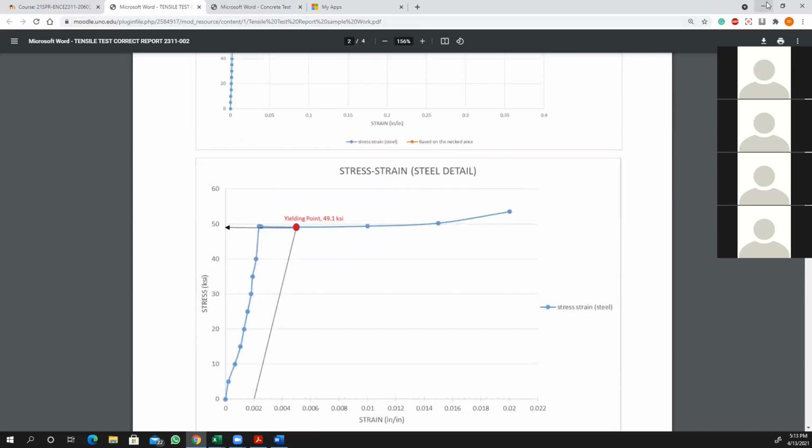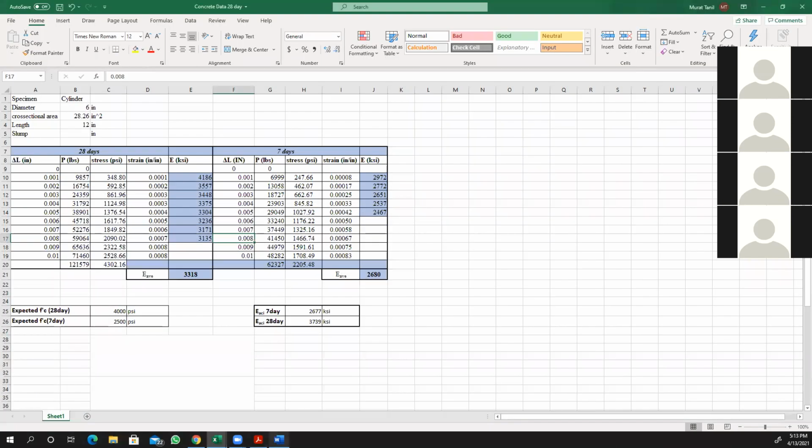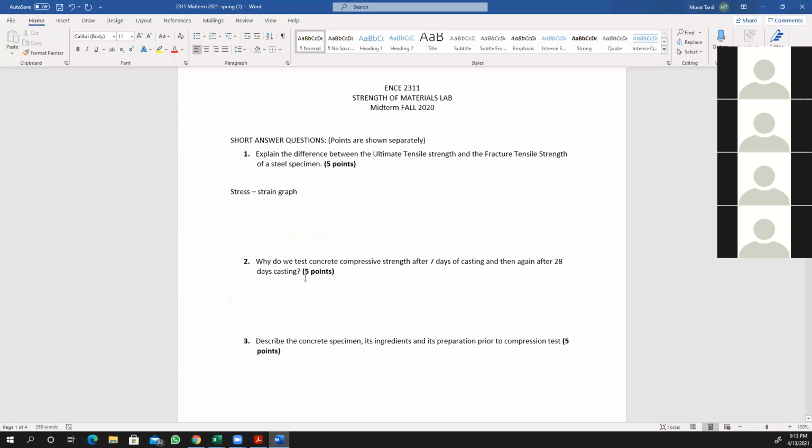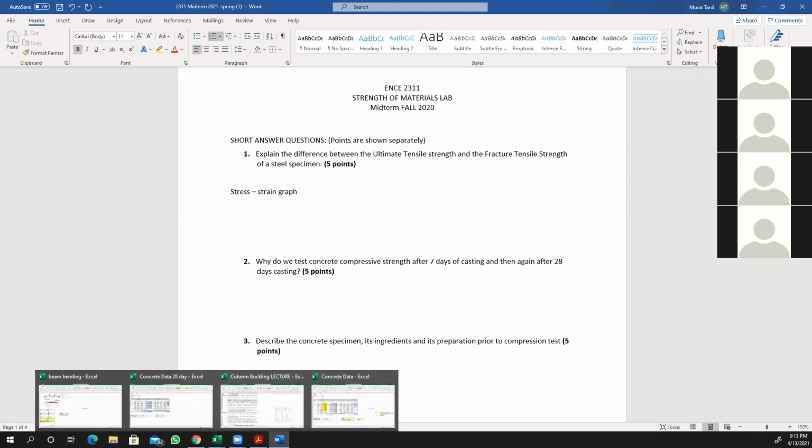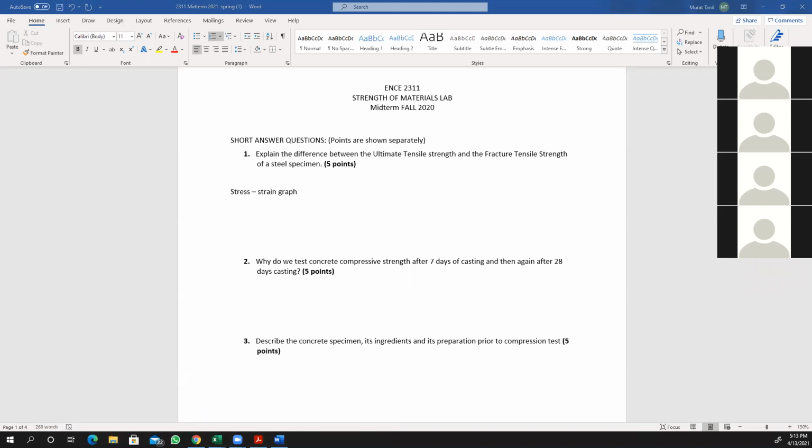So the first question was super simple. If you answer that first question like we explained, then you should get to 5 points. Second question: why do we test the concrete compressive strength after 7 days of casting and then again after 28 days of casting? We just explained this, we just finished the concrete, and this question was also easy.